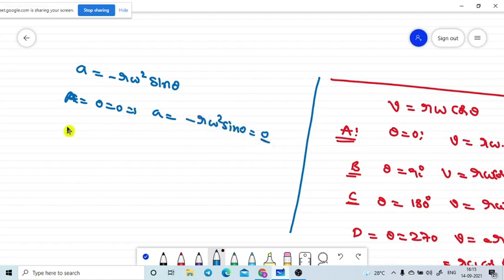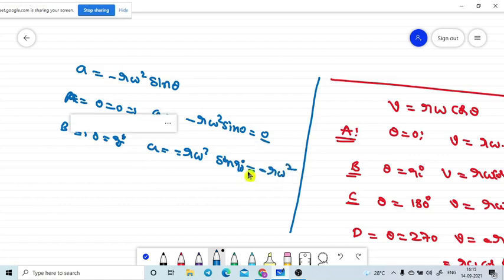At point B, theta is equal to 90 degrees. Then A is equal to minus r omega square sin of 90 degrees. Again we will get minus r omega square, because sin 90 is equal to 1. At point C, theta is equal to 180 degrees. Then A is equal to minus r omega square sin 180 degrees. Again we will get 0.